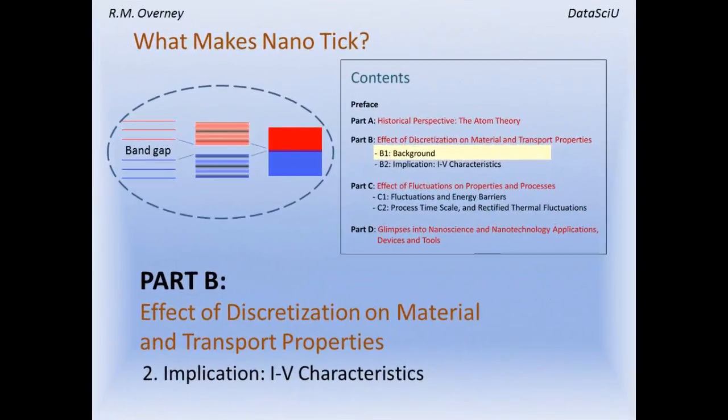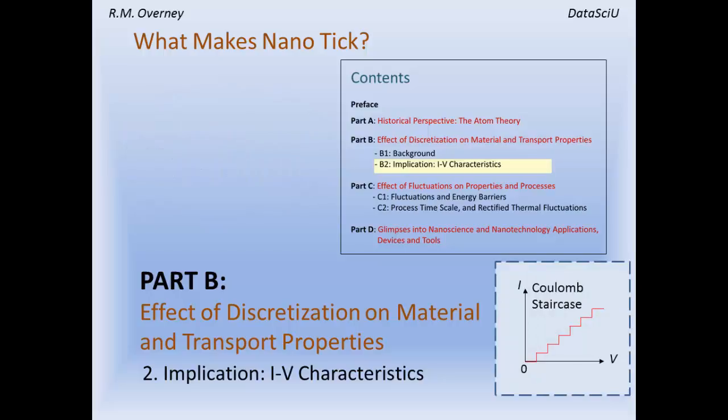In the prior section of this part of the lecture, we discussed the size effect on the electronic structure of atomic clusters that exhibit discrete phenomena. In this section, we will explore the effect of such small size on the current voltage characteristics that is known to be linear on the macro scale.